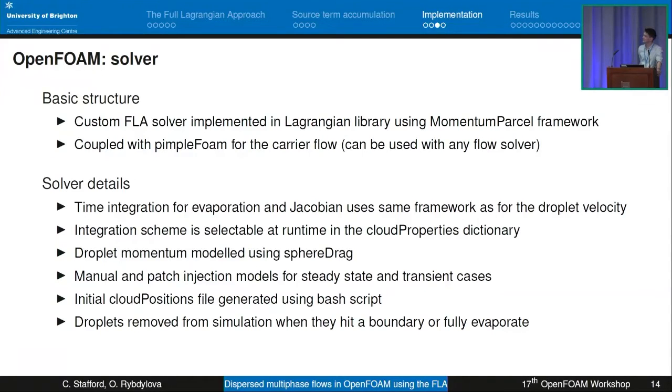And momentum is modeled using sphere drag, so it's representative of linear drag. We've implemented manual and patch injection for the case of steady state and transient scenarios. Initial positions at the moment are generated using a script, just for flexibility. And then droplets are removed when they hit boundaries or fully evaporate. We can do this because they're just seeds, so it doesn't matter if we have one more or one less.